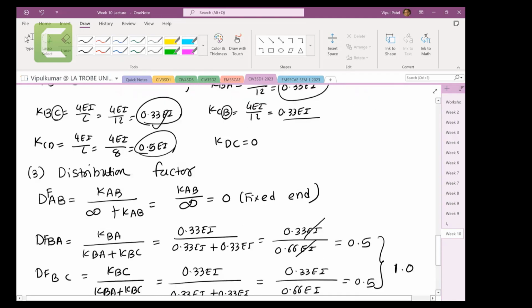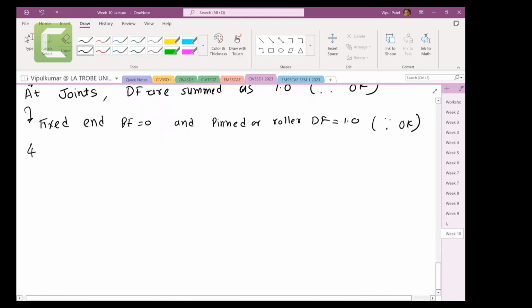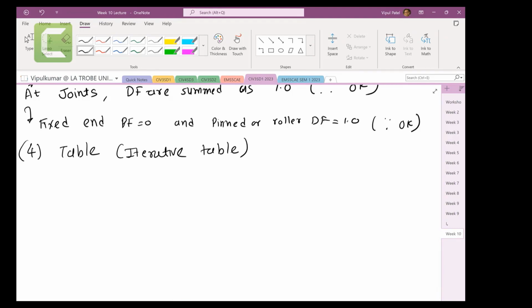Now the last four steps are to build the iterative tables. Now I need the full attention from the students to do this iterative process. I need the full attention, meaning that if you are distracted somehow, then you will not be able to get all of this. There are big numbers and those numbers are moving from one end to another. So make sure that you have full attention.